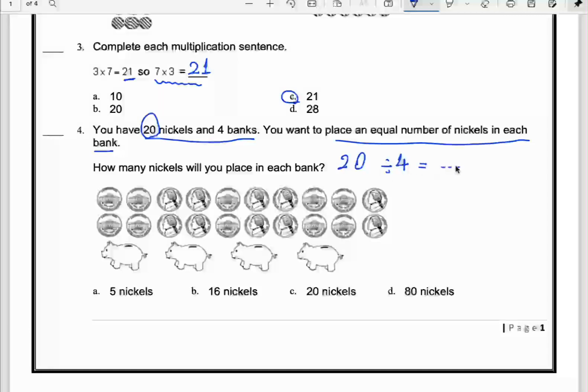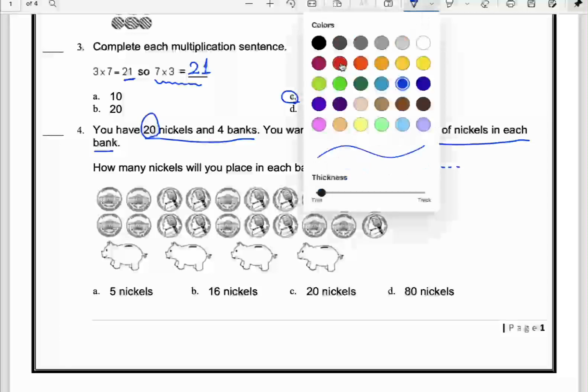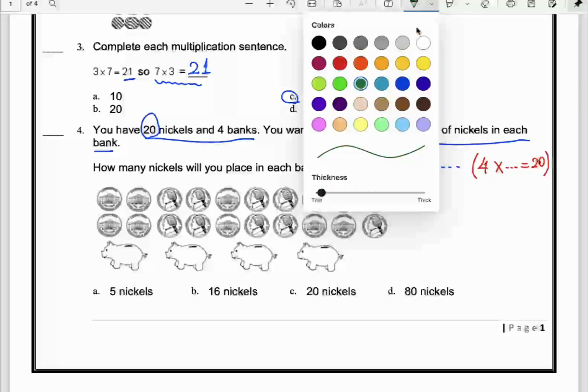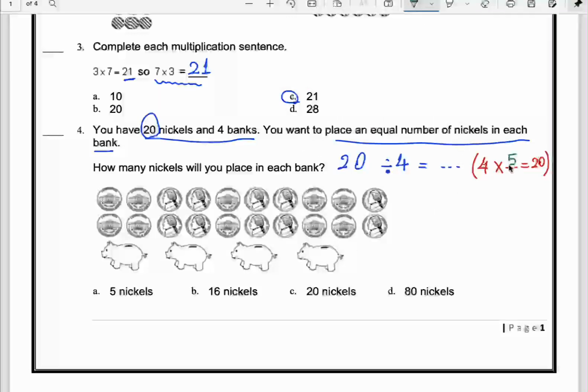And you can solve this many ways. One of the ways that you can use is the related multiplication. The related multiplication equation, 4 multiplied by what number equals 20? Of course, the answer to this should be 5. So 4 multiplied by 5 equals 20. And 20 divided by 4 is 5. So the correct choice is 5 nickels.